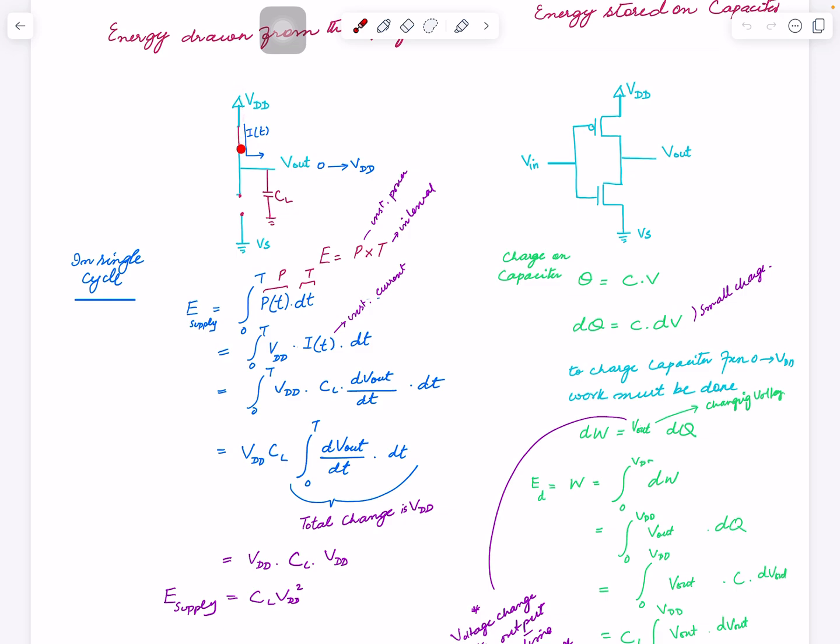Now, how much energy is stored on the capacitor? That's another interesting bit.